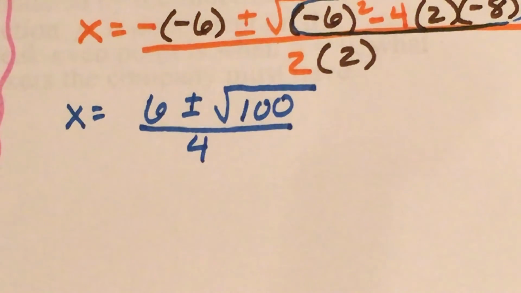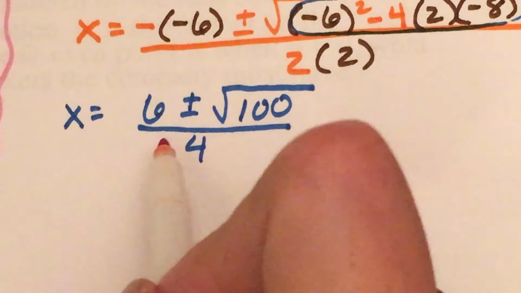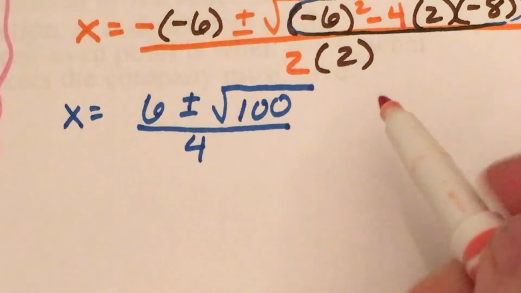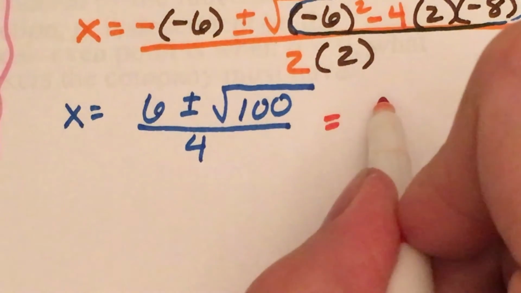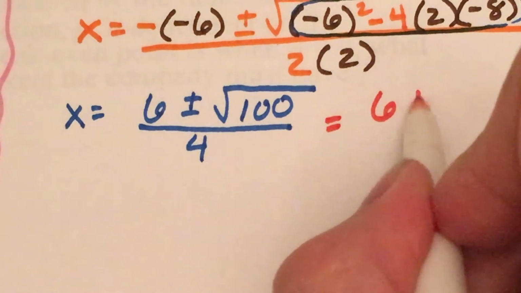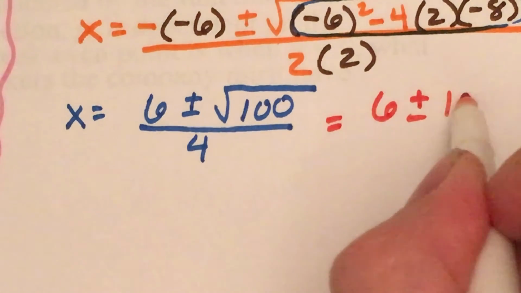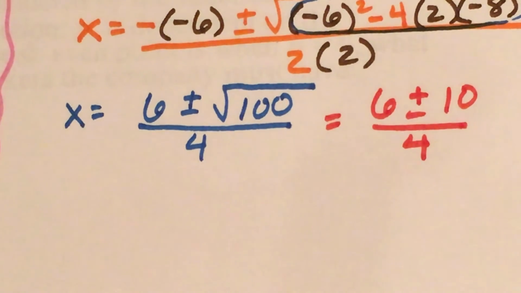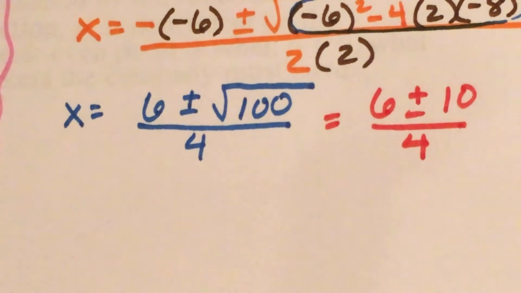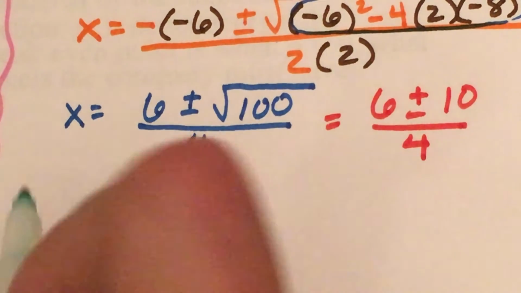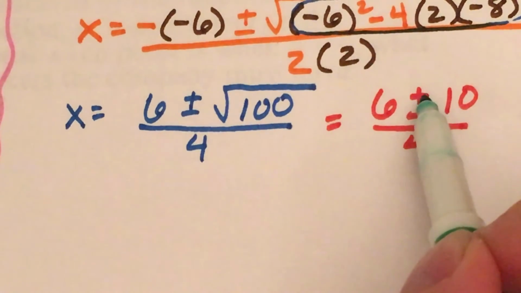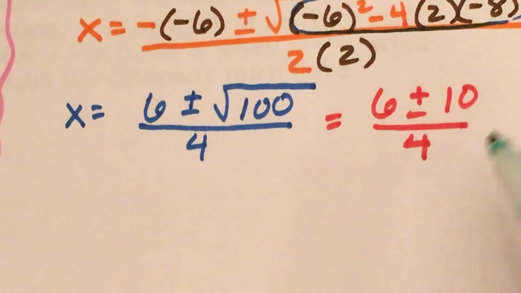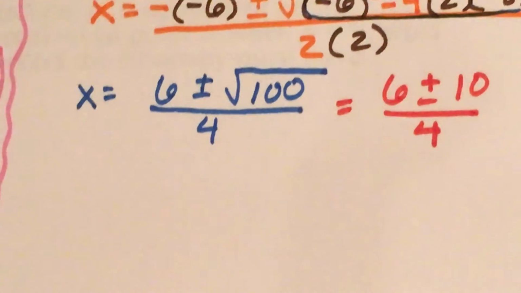Okay. All right, big brain on you. What is the square root of 100? Yep, it's 10. 6 plus and minus 10 over 4. Great. So now you get to use your calculator again to help you out. We have to address the plus, and then we'll go and address the minus.